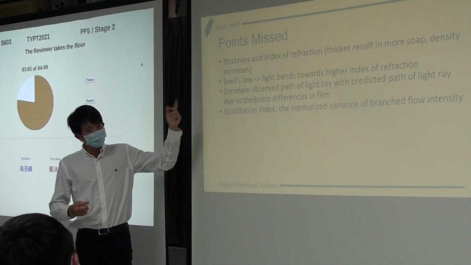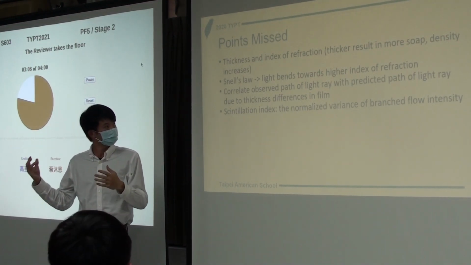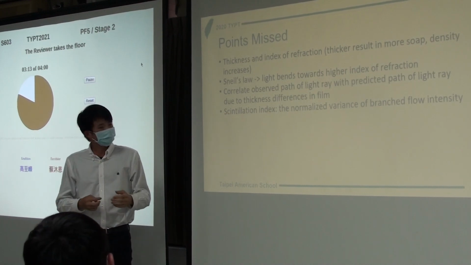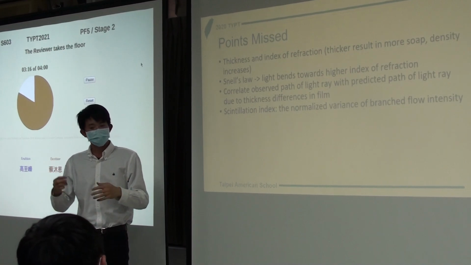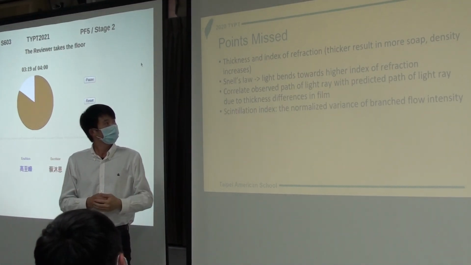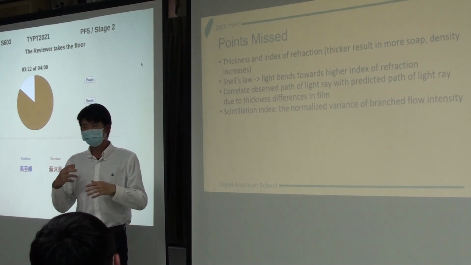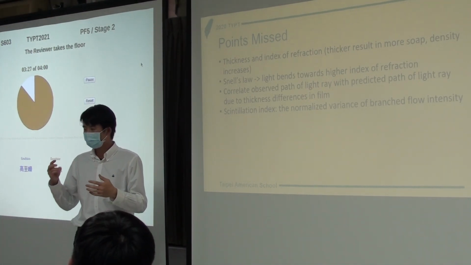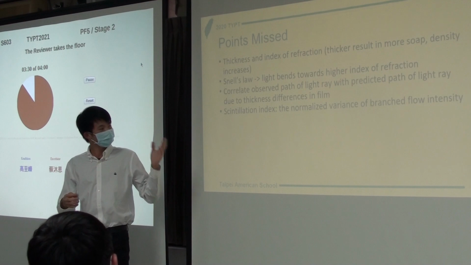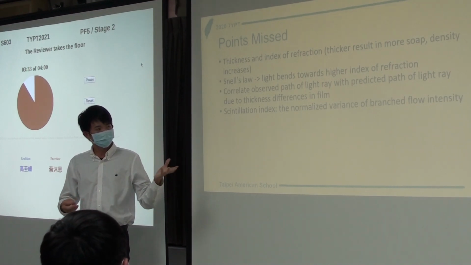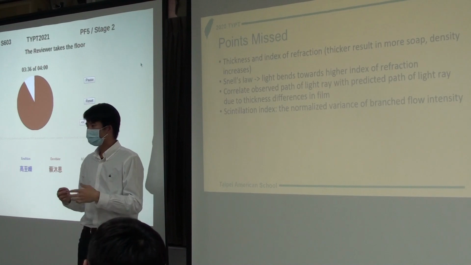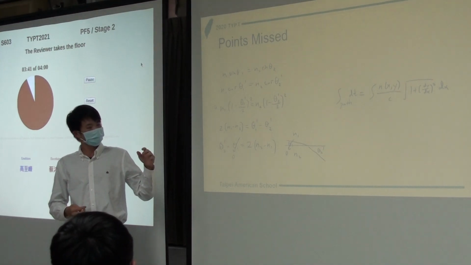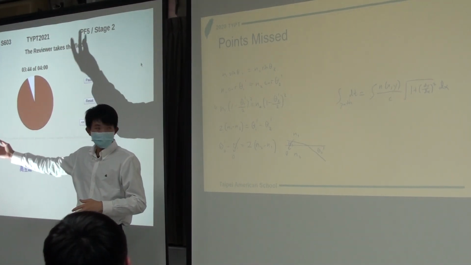Alright, so these are the points missed. Actually, the first point was something that was discussed in the discussion. The reporter talked about Snell's law during my questioning, but I thought that during the discussion they could have discussed that point more. And also, the opponent did not give a plausible theory for how the path could be predicted. They also did not mention the scintillation index, which is a normalized variance of branch light intensity. I thought that this idea could be able to predict the path of the branching light.